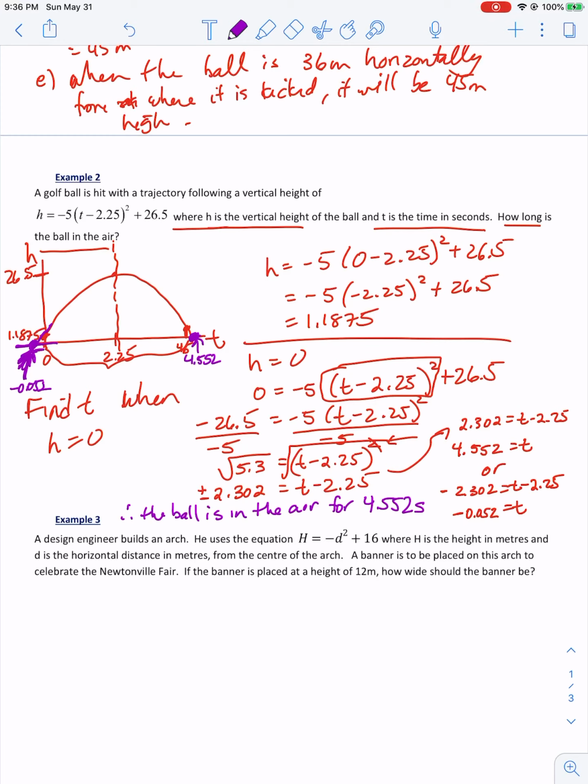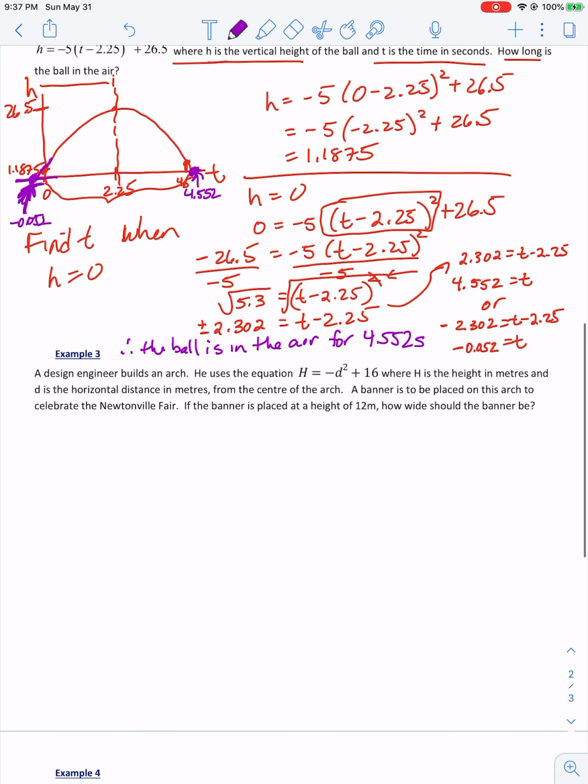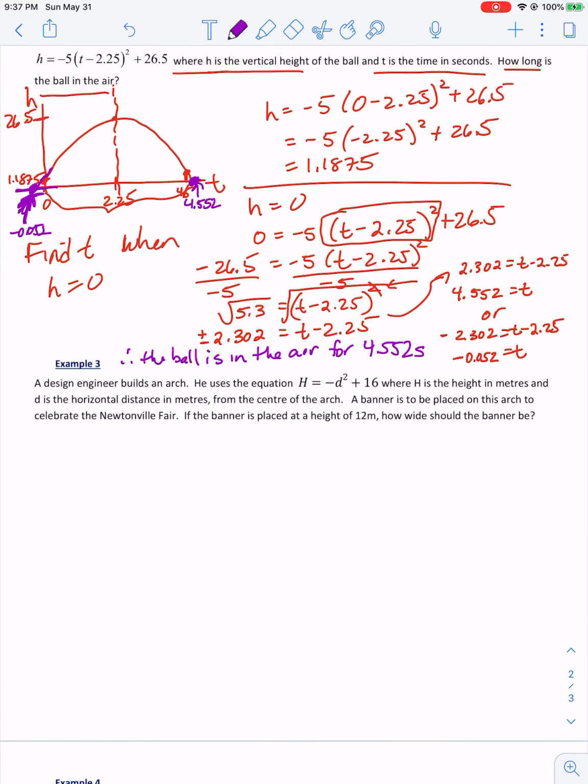All right. Example number 3, a design engineer builds an arch. He uses the equation h equals negative d squared plus 16, where h is the height in meters and d is the horizontal distance in meters from the center of the arch. A banner is to be placed on this arch to celebrate the Newtonville Fair. If the banner is placed at a height of 12 meters, how wide should the banner be?